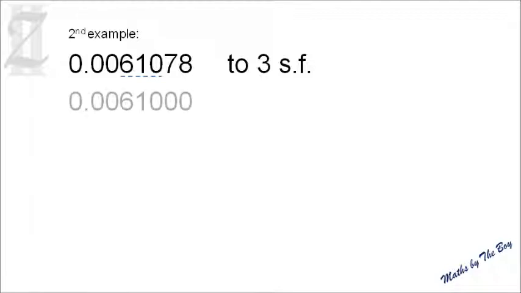We'll look at all the zeros after the point and at the end of the number. These don't have any impact on the value, so we can get rid of them. I'm going to leave one of the zeros as it's my third significant figure.